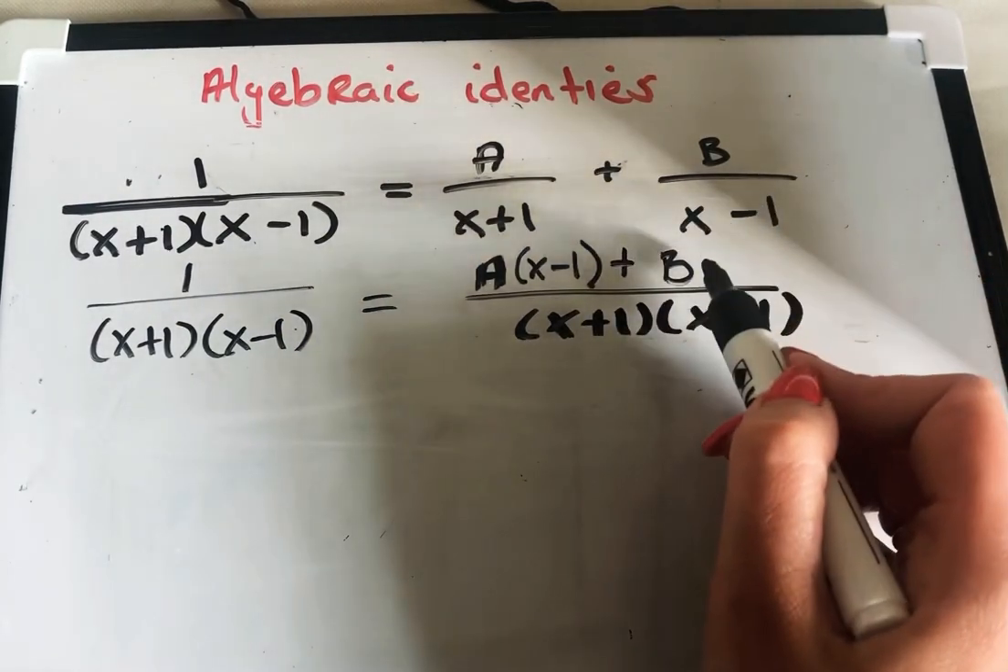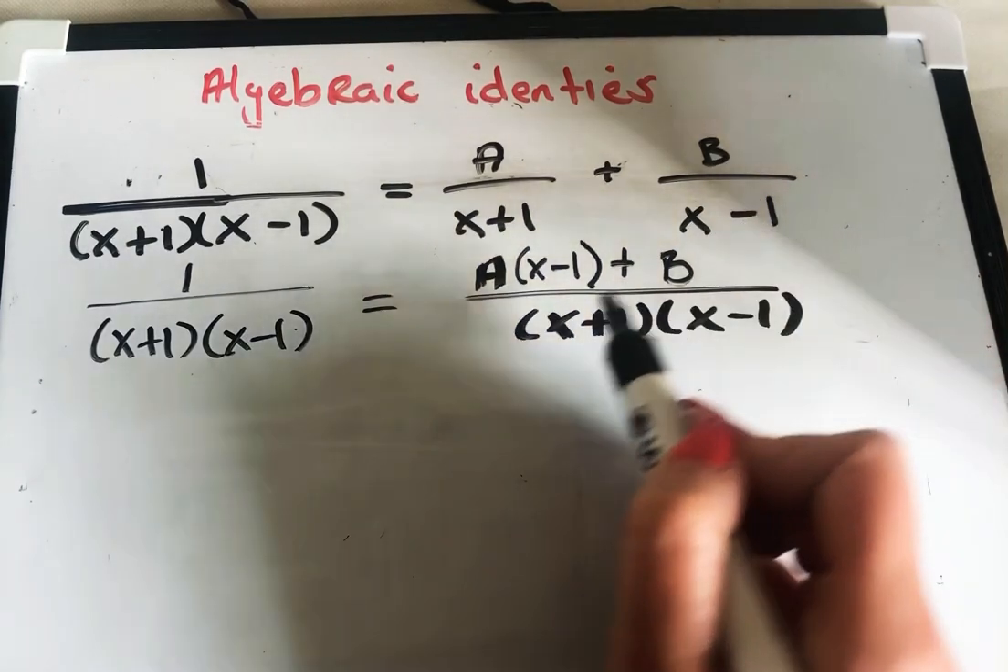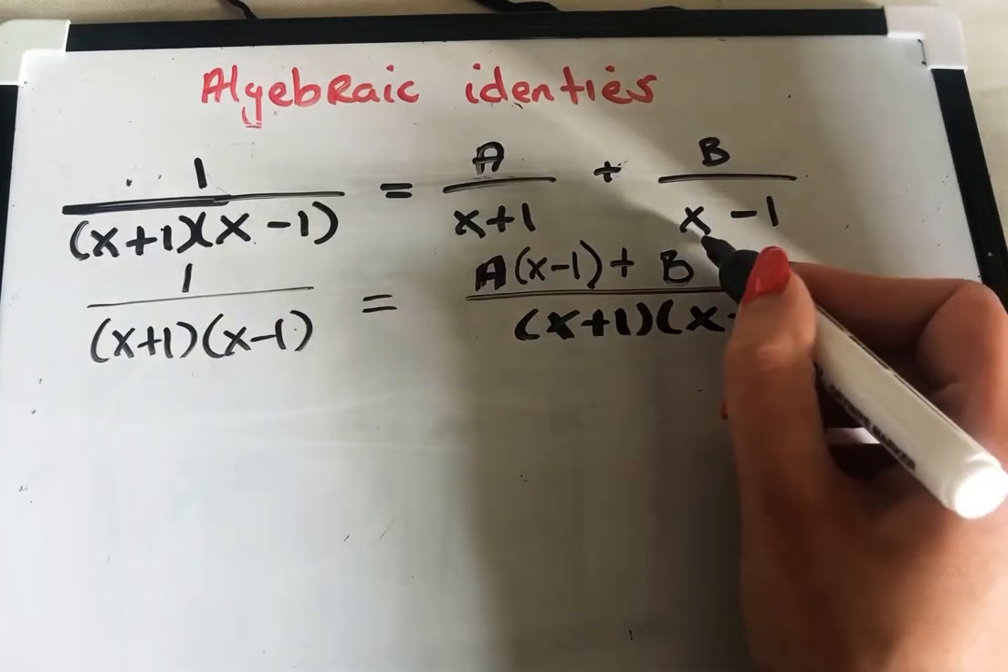There is our b. We now look at the old common denominator for b, which was x minus 1. We go down here and say, what is different? And we can see it is x plus 1. So that goes up there.